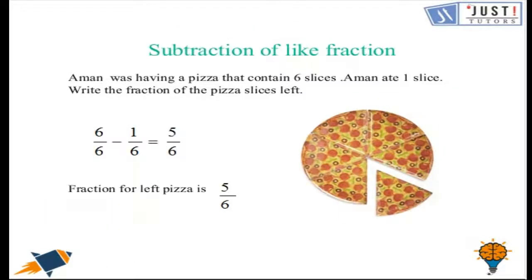Now let's move forward and let's talk about subtraction of like fraction. So it's similar to addition of like fraction. So again, because we have same denominators, we'll keep the denominator same, which is 6, and you just need to take away 1 from the 6. So 6 take away 1 gives you 5. So the fraction of the pizza slices which was left, that is 5/6. So that was all about like fractions.